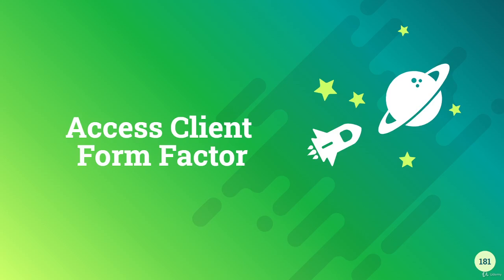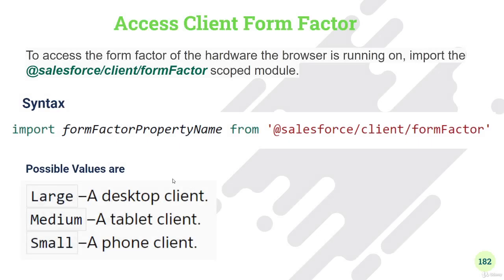In this video, we'll learn how to access the client form factor. So basically, the form factor gives us a value that tells us what your client machine type is, whether it's a desktop, a tablet or a phone, and the possible values are large, medium and small.